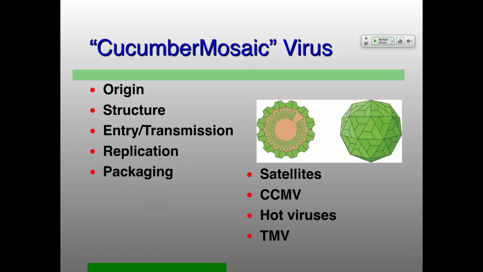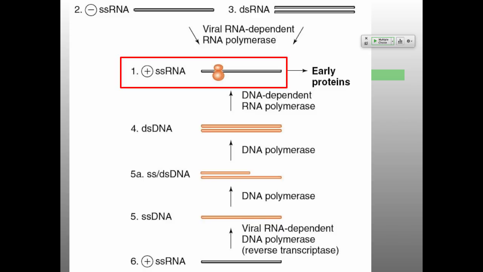So the subject of this particular chapter, again in version 2 of the textbook, is Cucumber Mosaic virus, or the Cucumoviruses. Again, the naming things here are really kind of crazy. But we'll talk a little bit about where it came from, the structure, entry and transmission, replication, and packaging. And then, depending on where we get to, we'll talk about some of these guys. This should be really clearly obvious exactly what kind of T-number structure this is. T equals 3, but we'll get back to that in just a second.